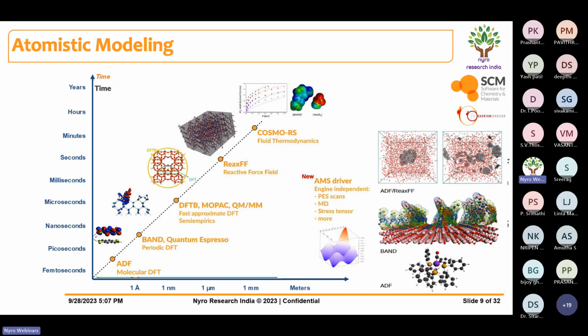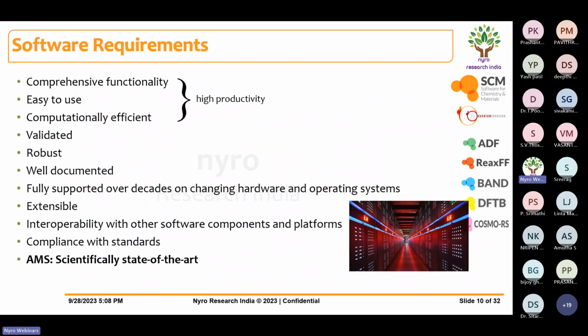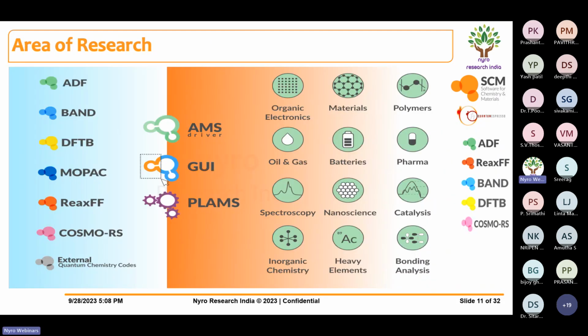This is the pictorial representation of our modules and the software requirements. Before I proceed to that, I have to say what areas are applicable for these methodologies. From inorganic chemistry, we can use various different methodologies. It can be applicable for material research, polymer research, modeling, and also in pharma, nanoscience, and catalysis. All these options can be useful.